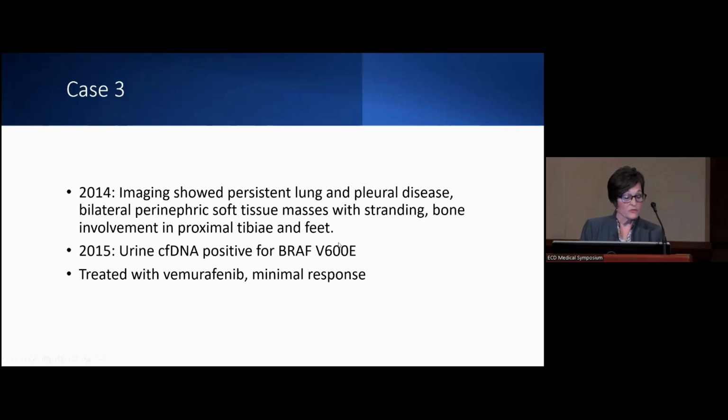Then in 2014, imaging showed persistent lung and pleural disease, as well as bilateral perinephric soft tissue masses with stranding of the fat, and bone involvement in the proximal tibia and feet. At that time, the workup included urine cell-free DNA testing for BRAF V600E, and it was reported as positive. So she was treated with vemurafenib and had minimal response.